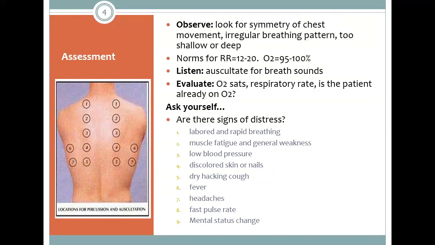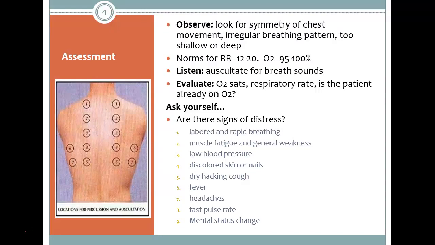Now we're moving on to the assessment phase of the respiratory system. When we do an assessment, we want to make sure that we are looking at both sides and comparing both sides. We're looking for symmetry and asymmetry of chest movement. Additionally, we're looking to see if the patient has any struggles with their breathing patterns and whether they're breathing too shallow or whether they're attempting to breathe deeper. We know that the normal respirations for a patient is 12 to 20. And we know that we want to maintain oxygenation, or SpO2, above 95%.